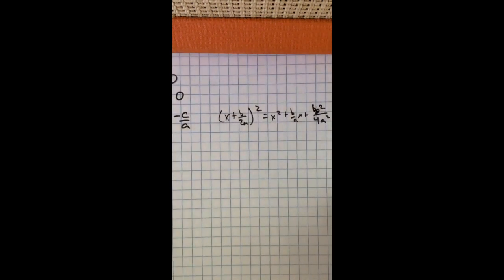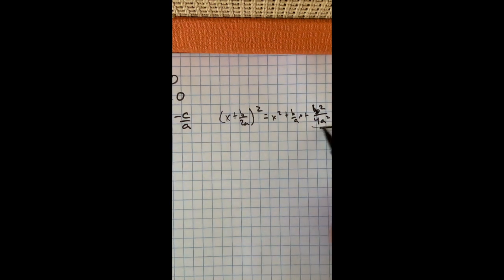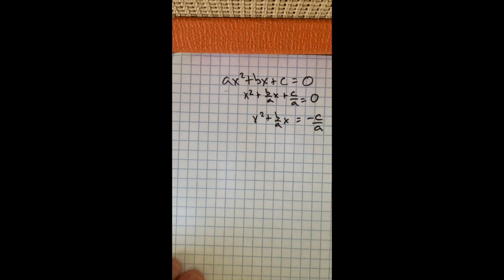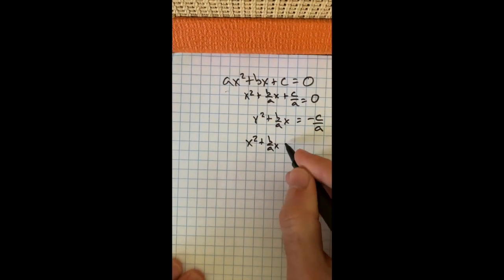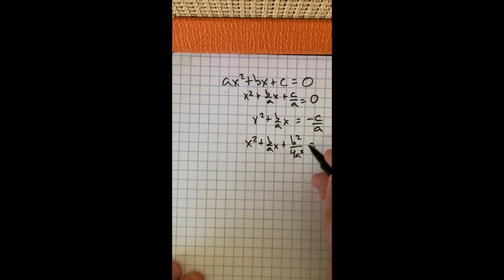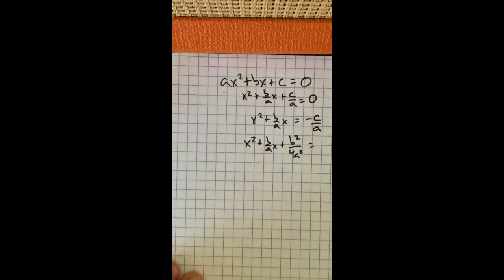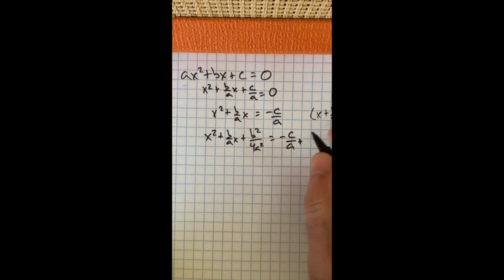Just like that. It's a little complicated. If that's what we want, then on the left, we're going to have to add this missing term because we don't have that over here yet. So we're going to do x squared plus b over a x plus b squared over 4a squared equals, but what we added to the left, in order to make this still equivalent, we have to add to the right. So we have negative c over a plus b squared over 4a squared.